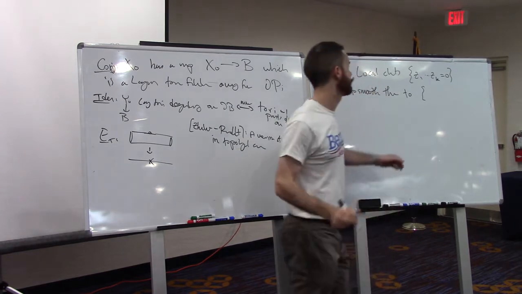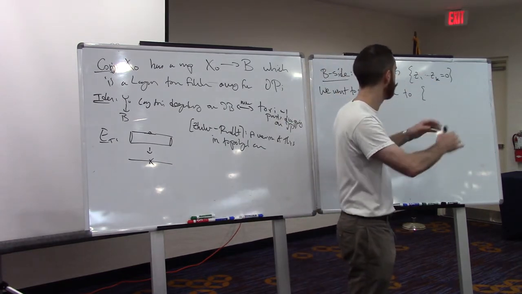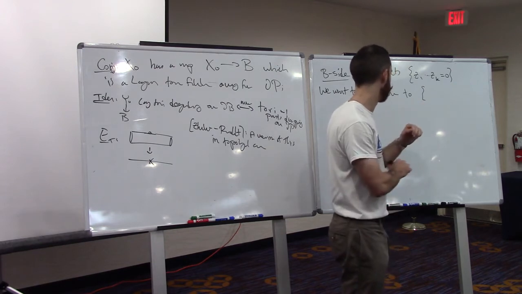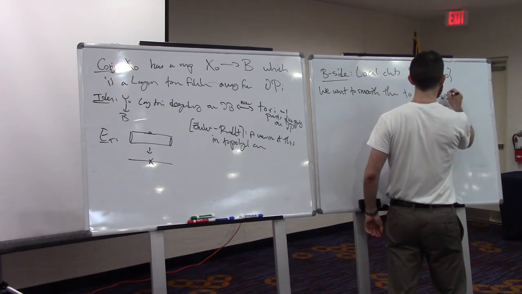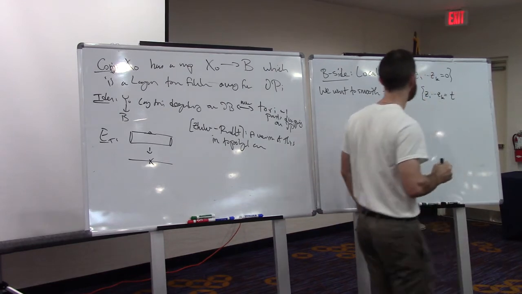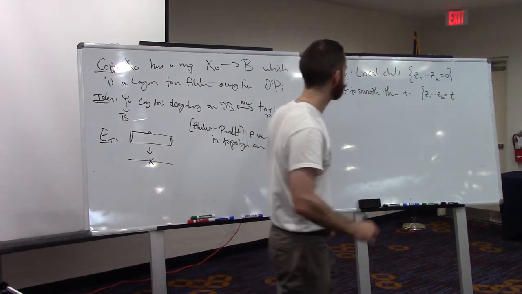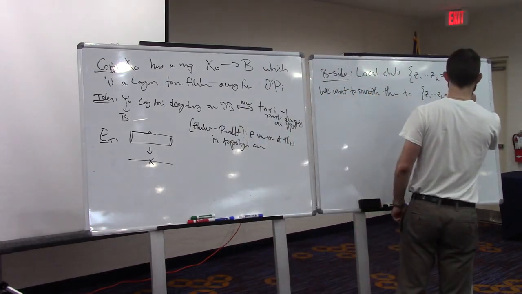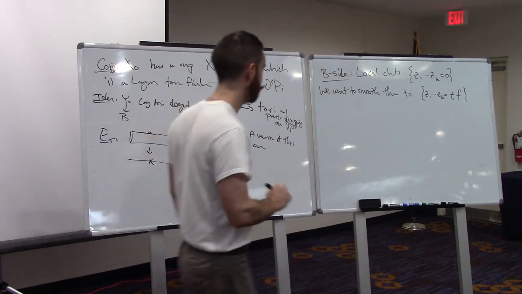So if you have this chart, how can you smooth it? How can you put it into a family such that the general fiber is smooth? The answer is that it smooths to z1 dot dot dot zk equals t in the simplest case, but more generally you might have a smoothing of the form z1 dot dot dot zk equals tf.